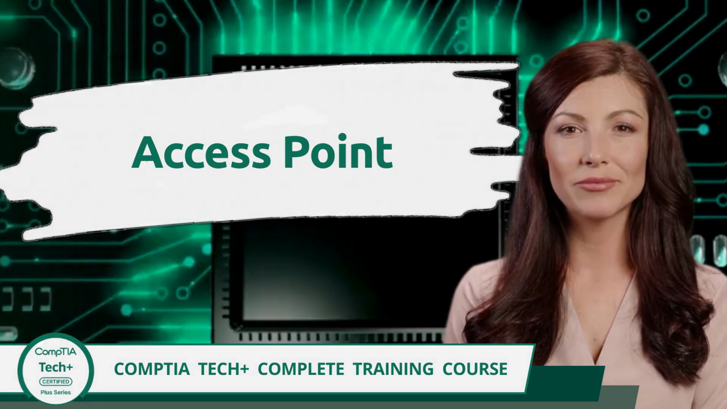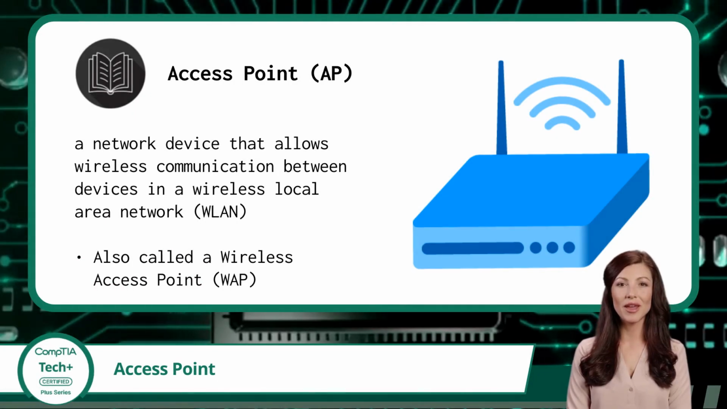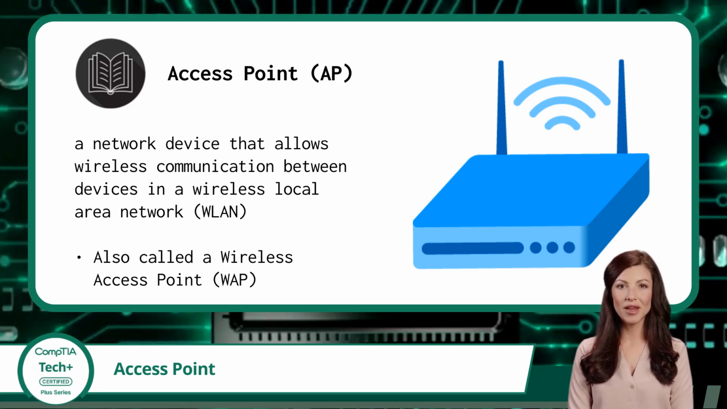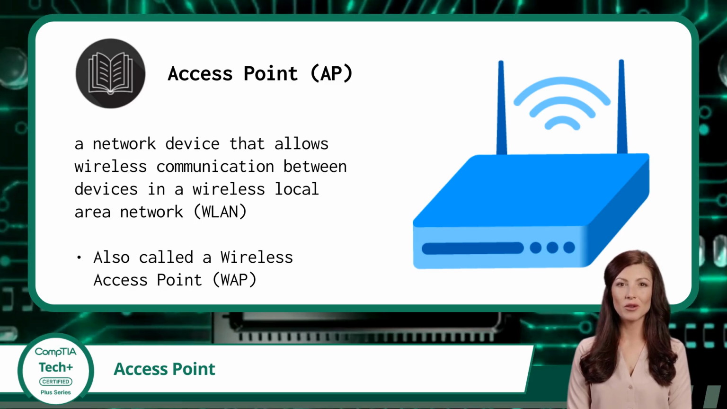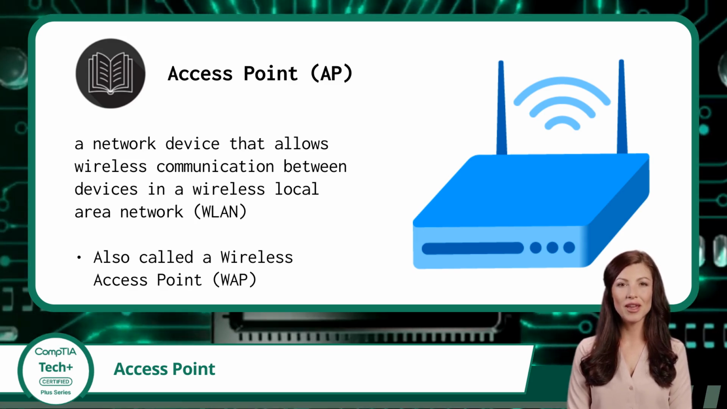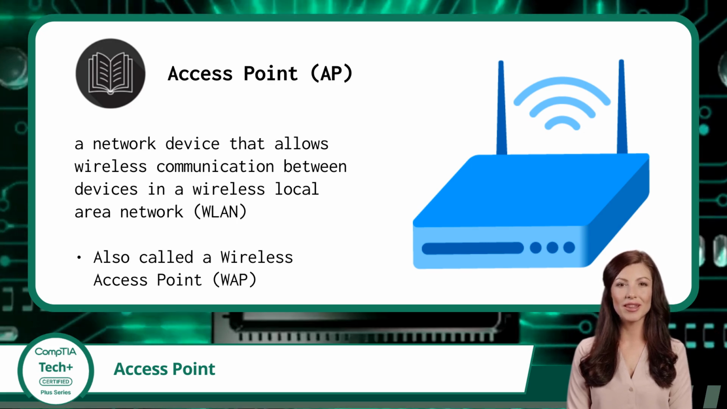Access Point. In a traditional wired LAN, devices are physically connected using cables and network switches, but in a wireless LAN, we eliminate the need for these cables. This is where wireless access points come into play. A wireless access point, also known as a WAP, is a network device that allows wireless communication between devices in a wireless local area network.